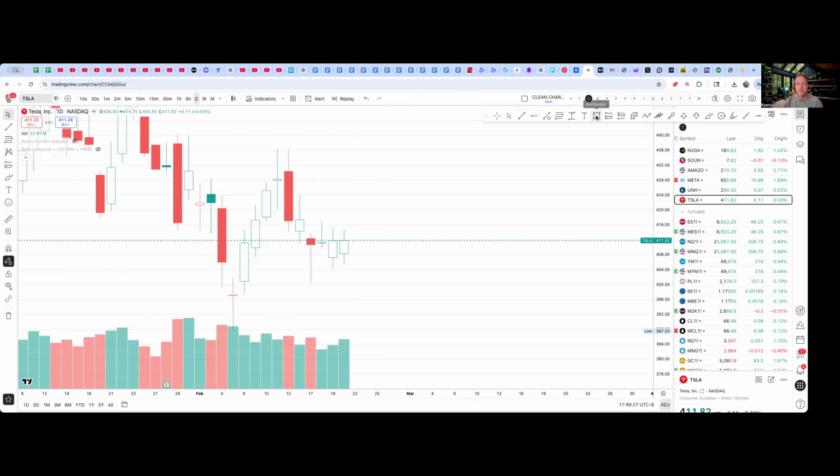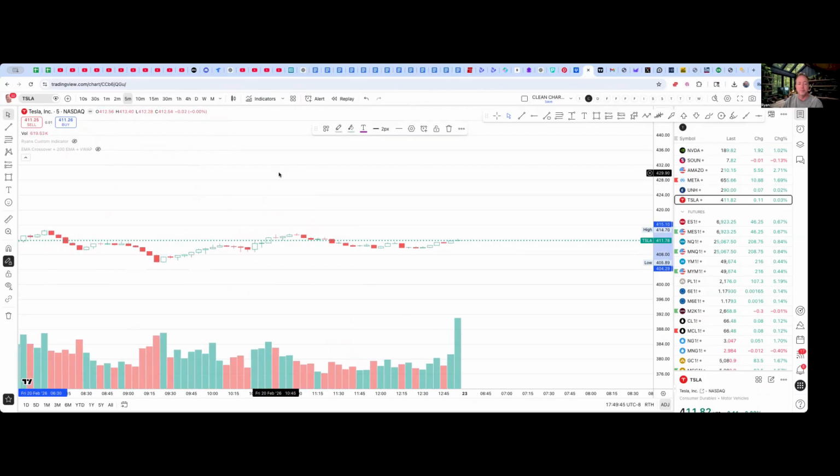So what I'm going to do is get the little box tool, grab it, and highlight from the top of the wick to the bottom of the wick for that day, for Thursday, okay? And now I'm going to change the chart to a 5-minute chart. All right, here we go.